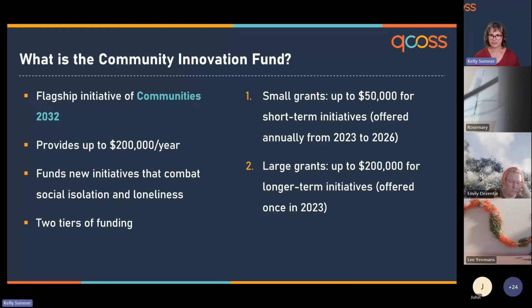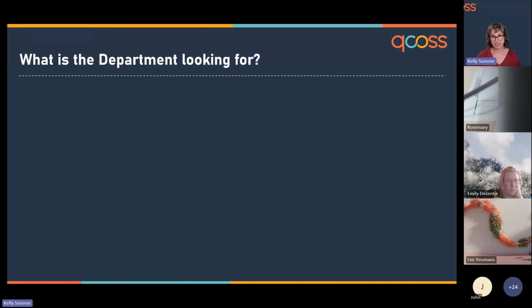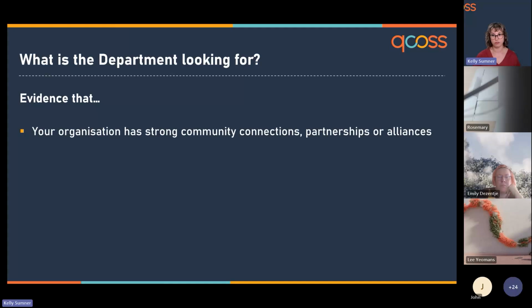All right. So the first thing that we do when we're looking at whether to apply for a grant is consider what the funder is looking for. And this applies across any grants. There will be specific criteria that they want an application to meet. In the case of the Community Innovations Fund grants, we know that there are a few key things that the department looks for and their assessors look for.